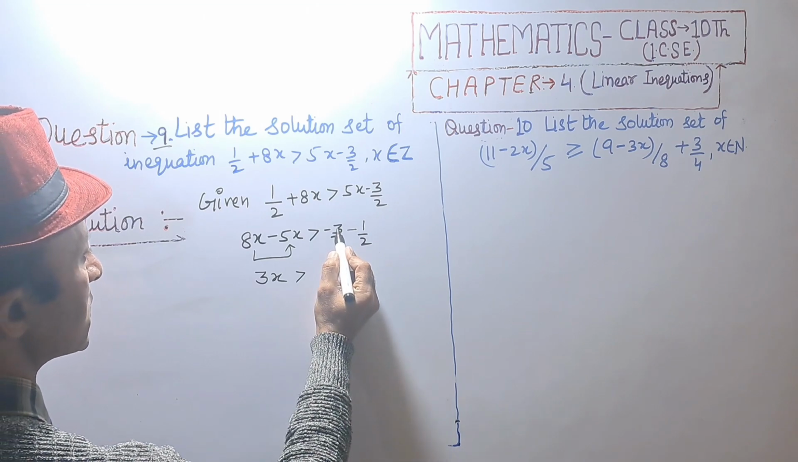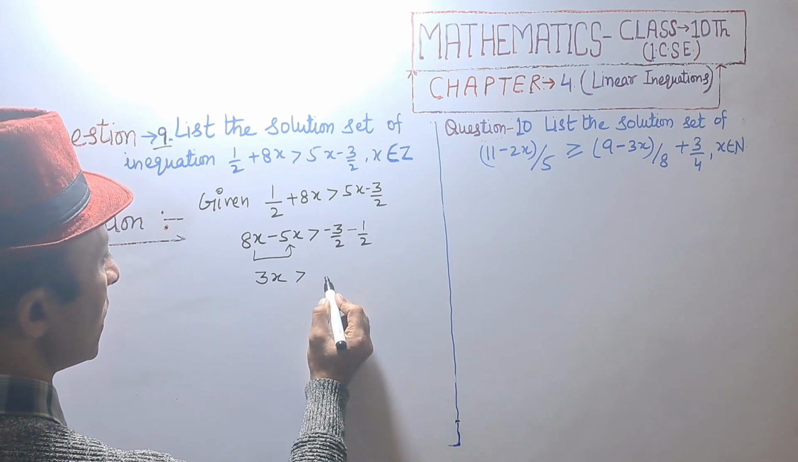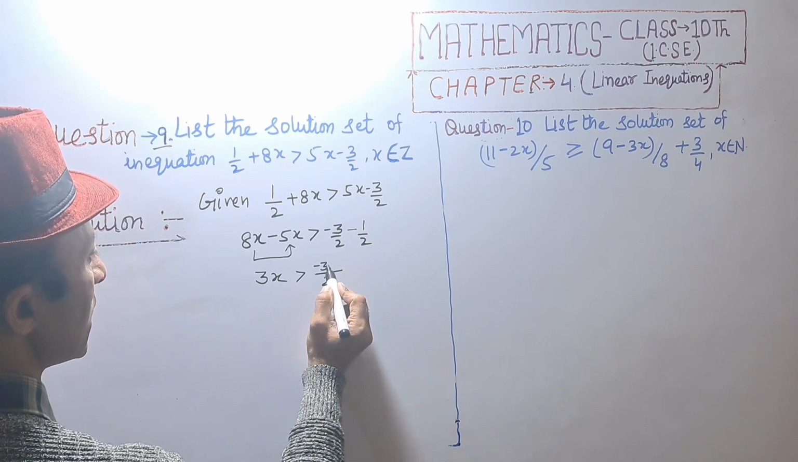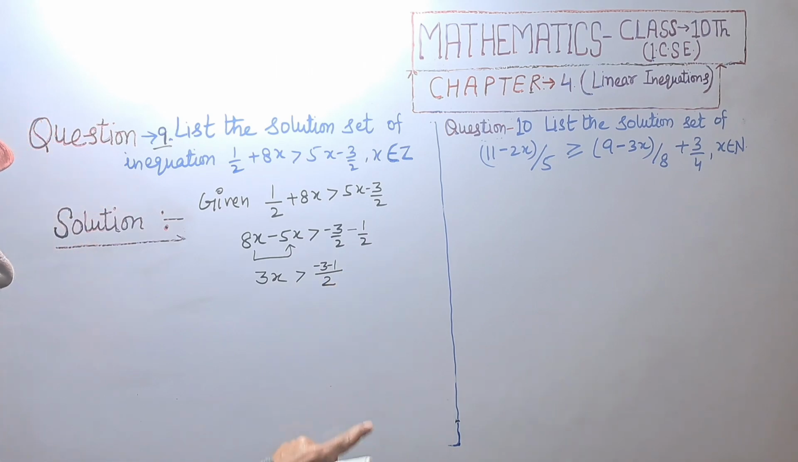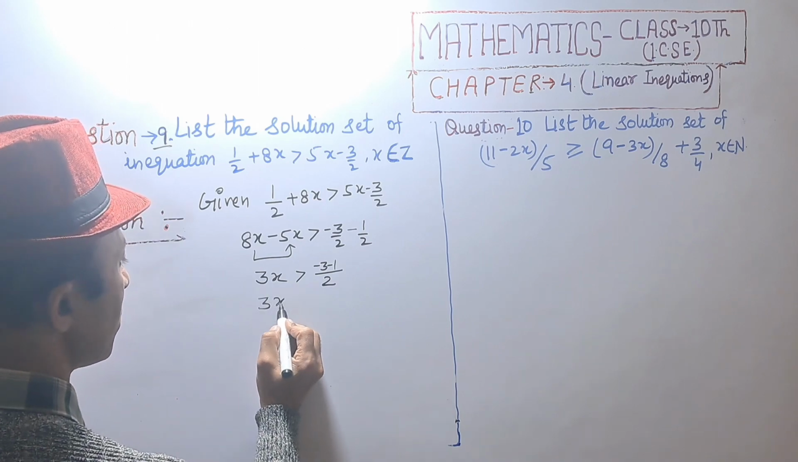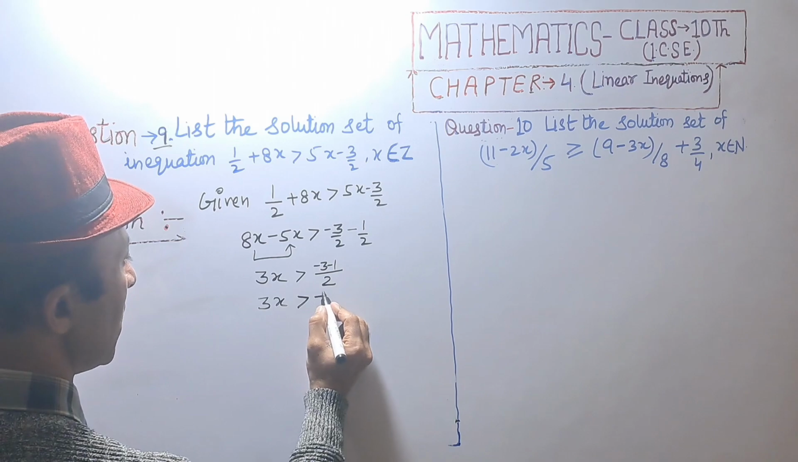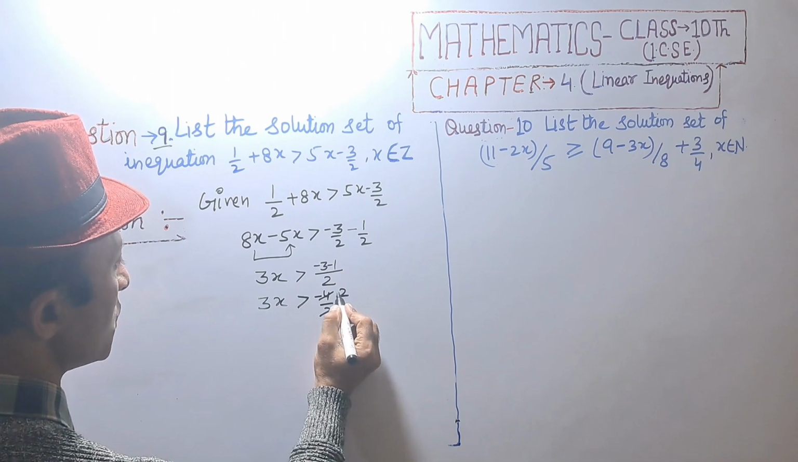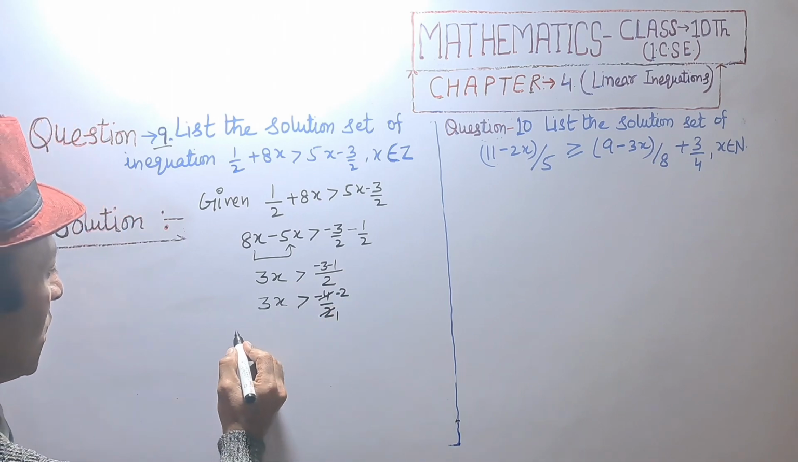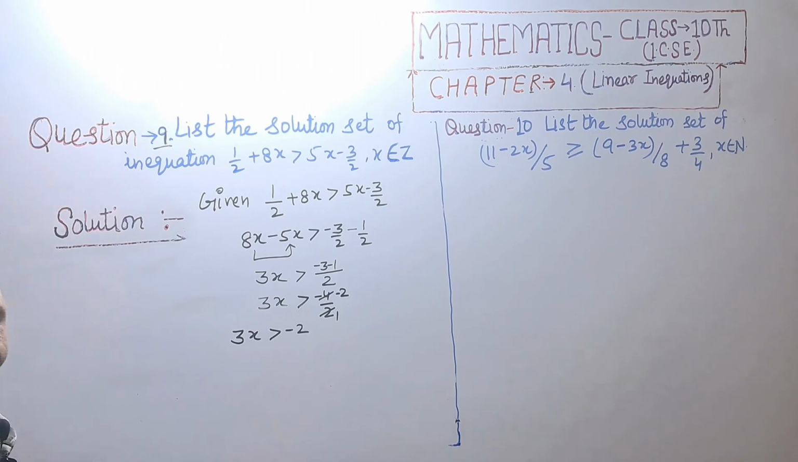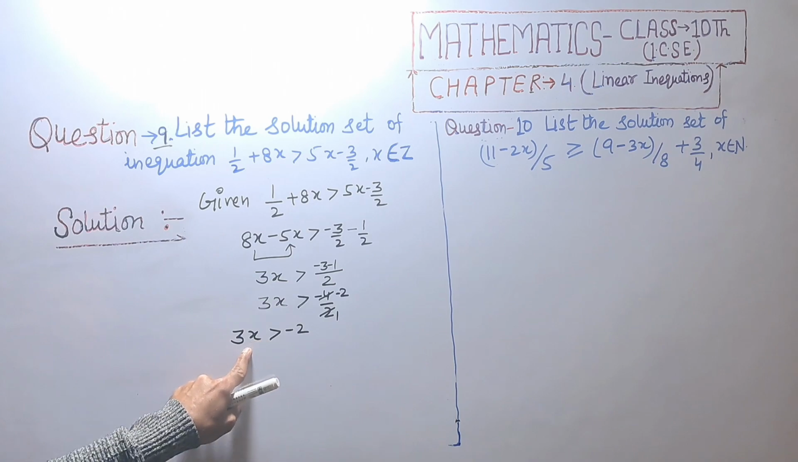3x is greater than −3/2 − 1/2, so −3 − 1 is equal to −4, and −4 divided by 2. So 3x is greater than −4/2, and this is divisible by 2: 2 ones are 2, 2 twos are 4, so −2. 3x is greater than −2.